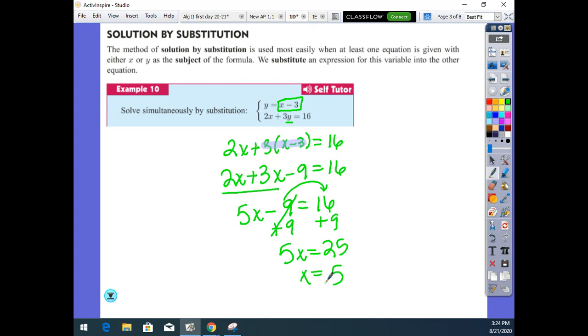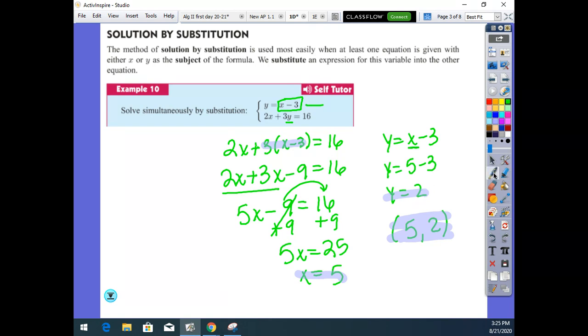Then I'm going to go back to my original equation of y equals x minus 3, and now I'm going to substitute 5. And I find my y solution of 2. So my final solution, I always like to write as a coordinate pair. It addresses both my x answer and my y answer all at the same time.